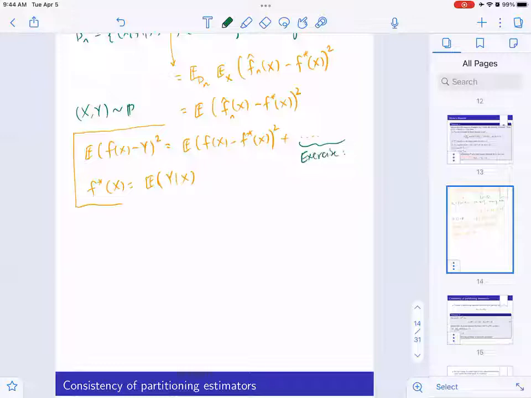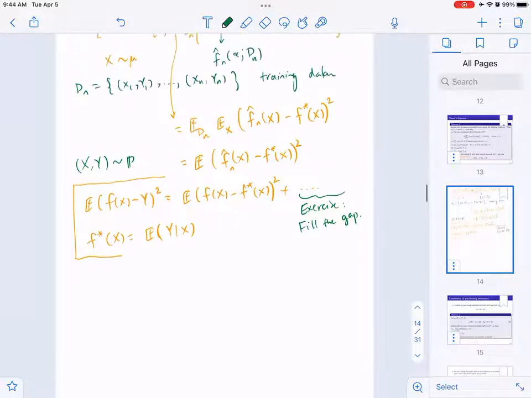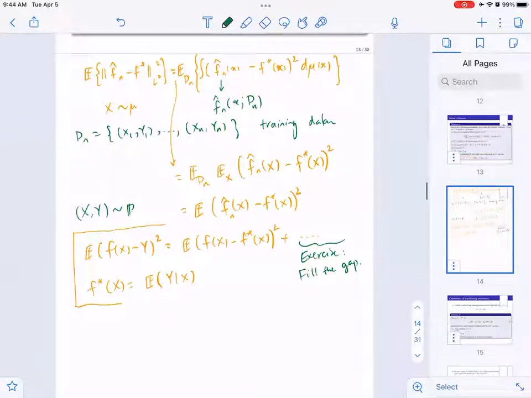Exercise. Fill the gap. Questions? Okay. I'm going slowly to get used to this notation.